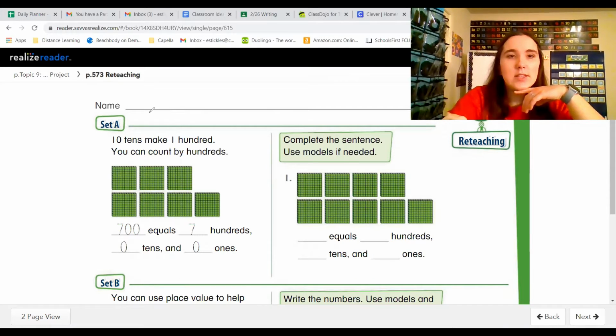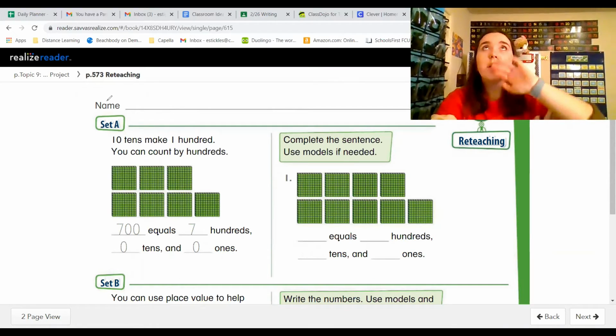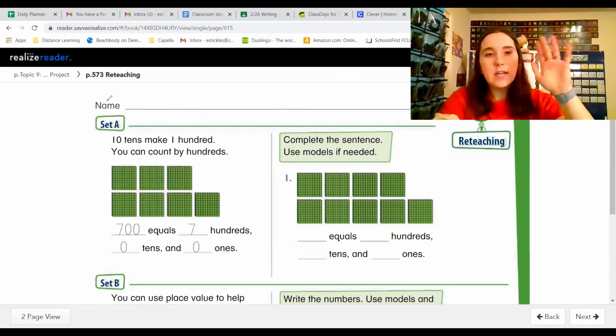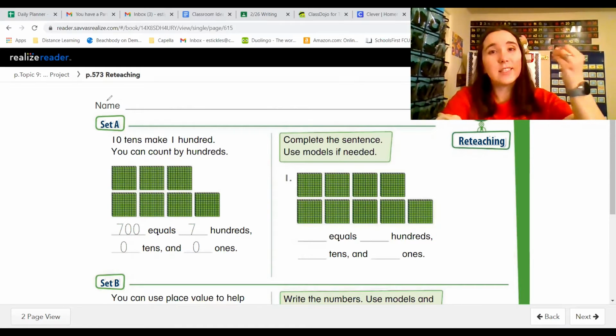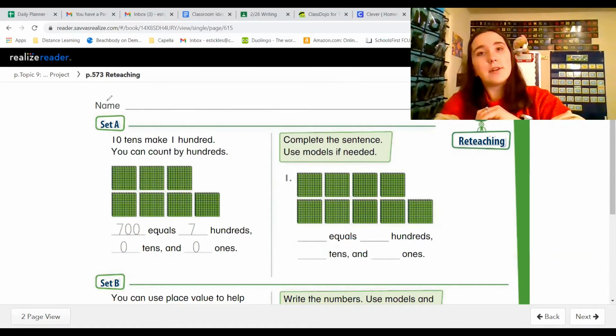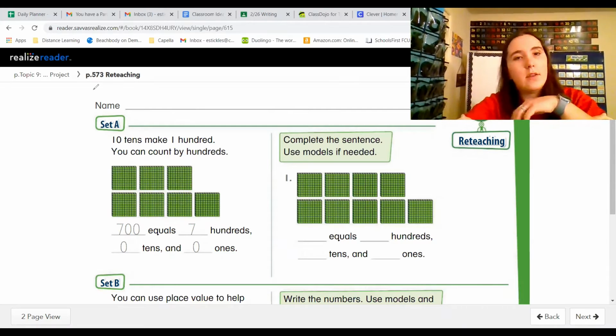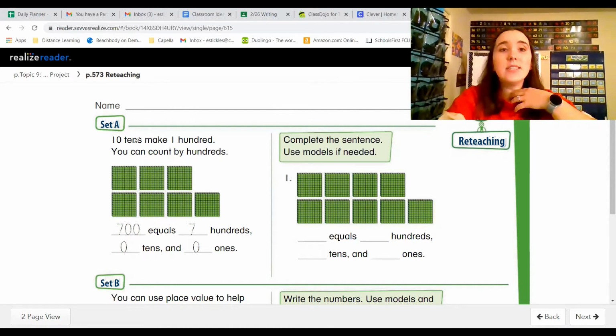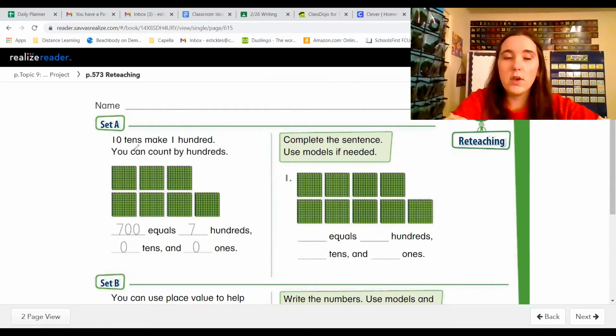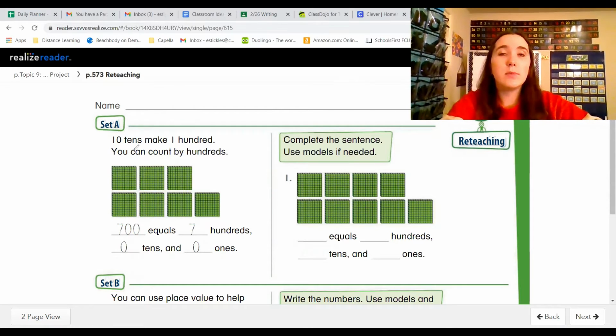Okay, so let's look at the left side first. Remember, the left side is giving us an explanation and an example, and then the right side are going to be some problems for us to solve by ourselves. So set A on the left here says 10 tens make 100. You can count by hundreds. So instead of counting by ones or by tens, we can actually count by hundreds in the same way.